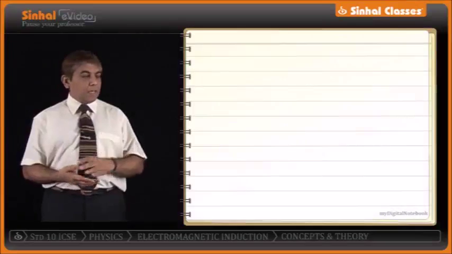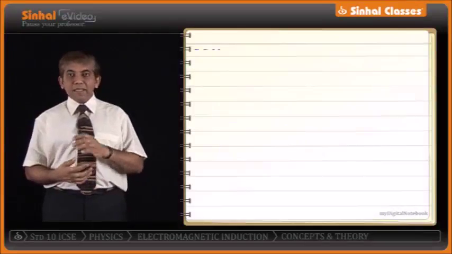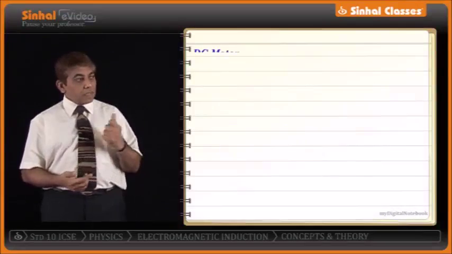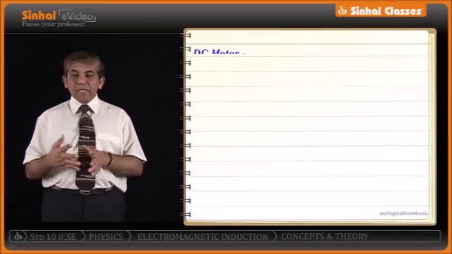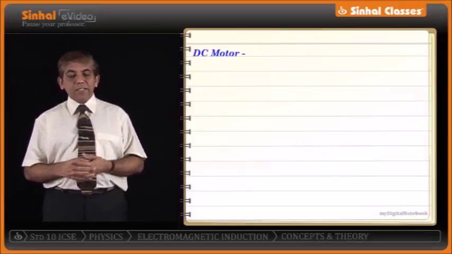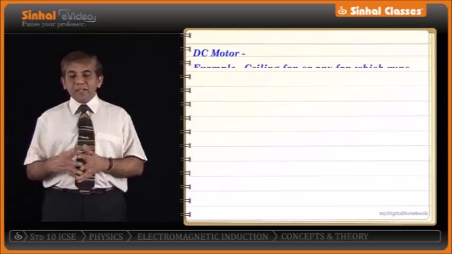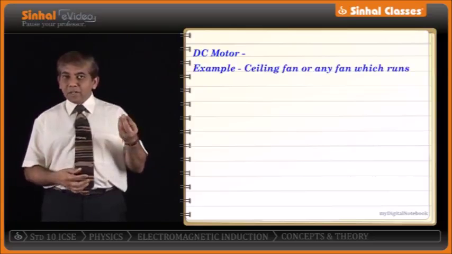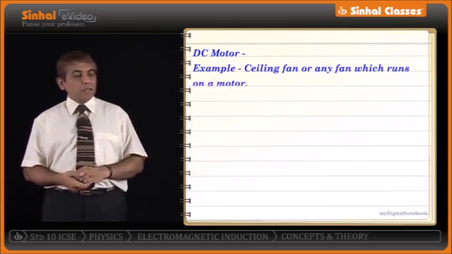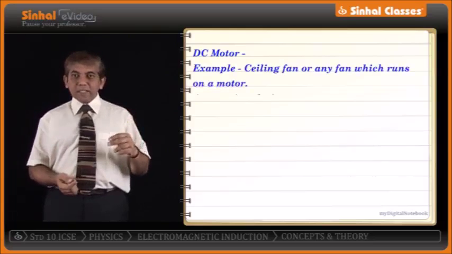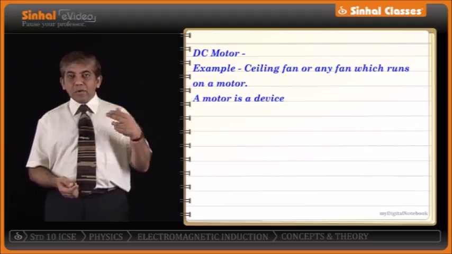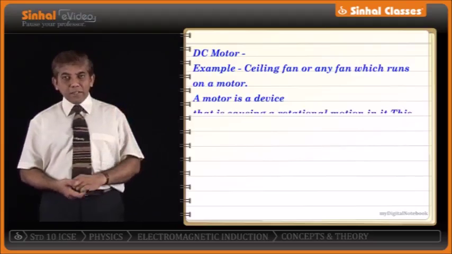The second appliance that we are going to consider is a DC motor. Again, a DC motor has a very good application as far as day-to-day practice is concerned, which is your ceiling fan or any fan for that purpose. It runs on a motor. Now this motor is nothing but a device that is causing a rotational motion in it.